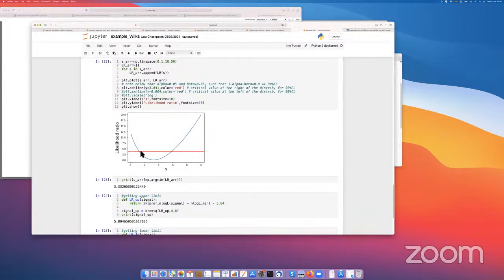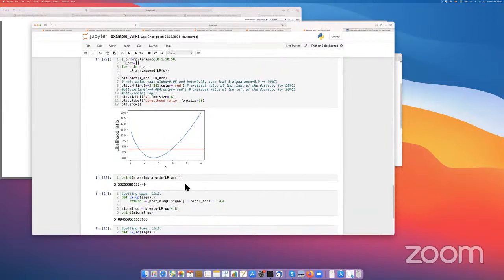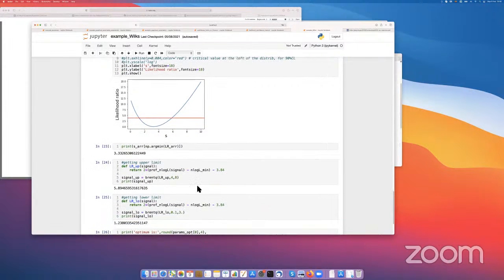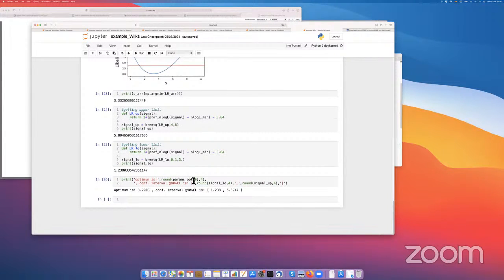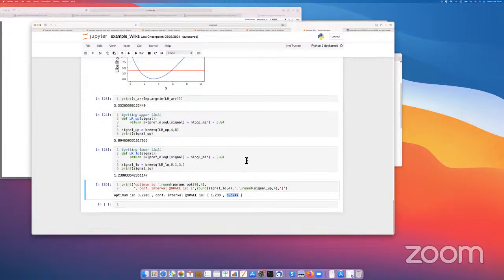So I draw a line here, 3.84, and then I get these intersections here, giving me the 2 values I need, which is 1.24 or so, and 5.9 or so.